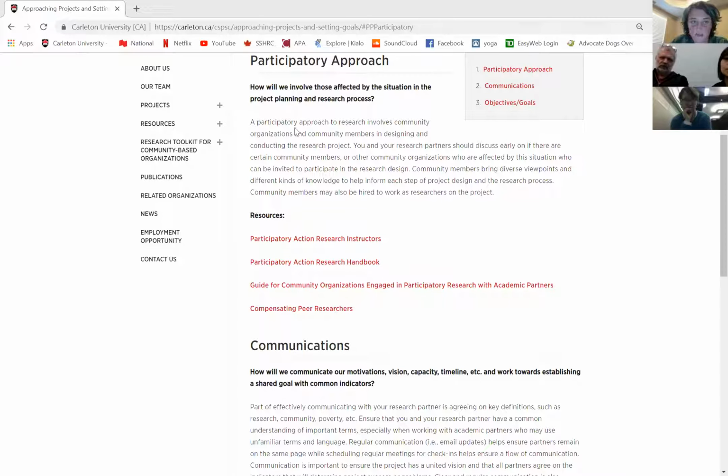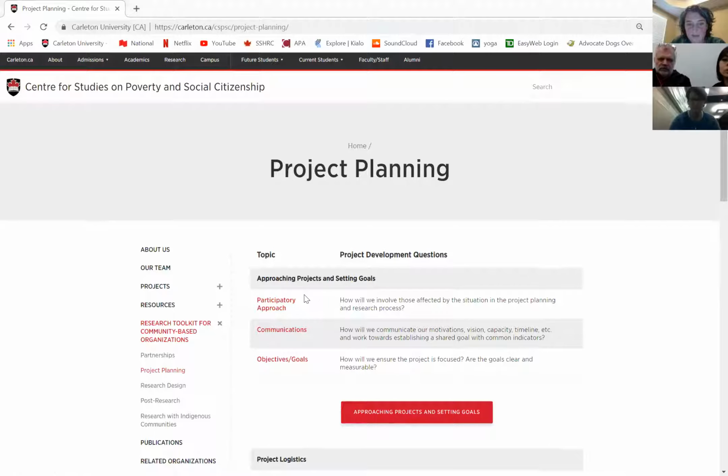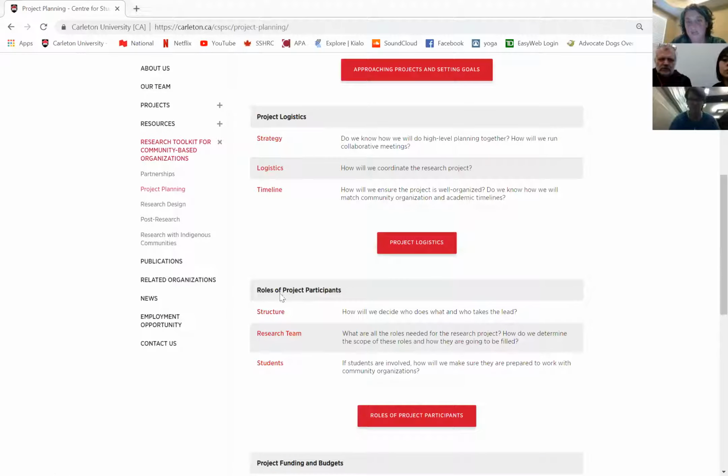Mm-hmm. And we also have a section in the tool, I'll just bring it up again, on funding as well. It's under project planning. So under project planning, we scroll down and there's a section on funding.